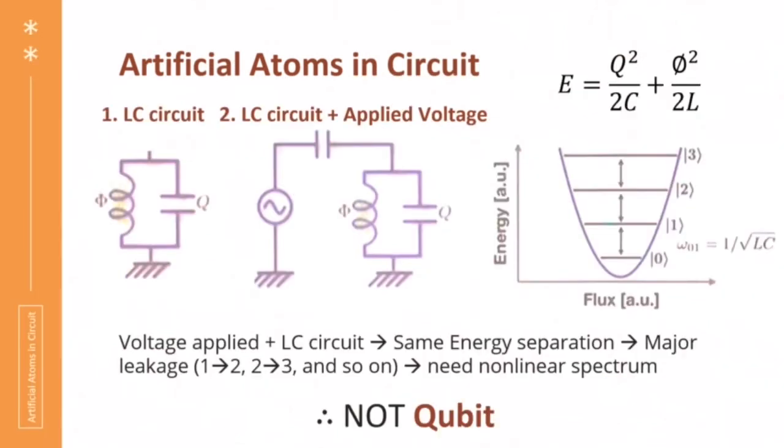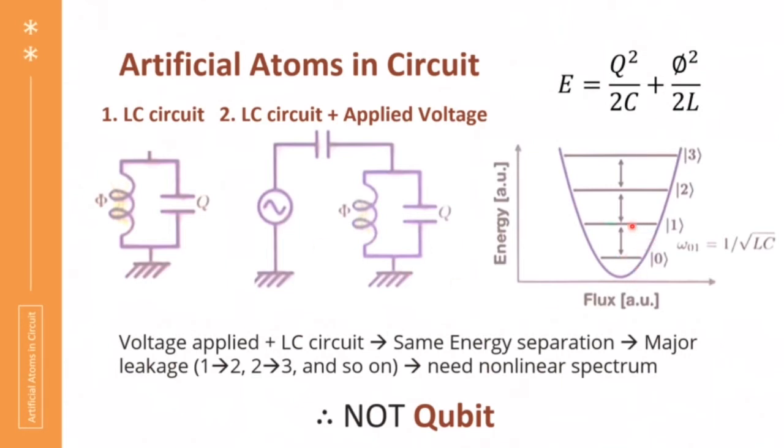So the artificial atoms in circuit can be demonstrated using this circuit here. And if we make the energy vs flux diagram through the equation E equals Q squared over 2C plus flux squared over 2L, then we can come up with this diagram with a parabolic shape. However, we can easily notice that the energy separation is the same everywhere. So once the voltage is applied through the voltage source, then the electron is moved from 0 to 1 state.